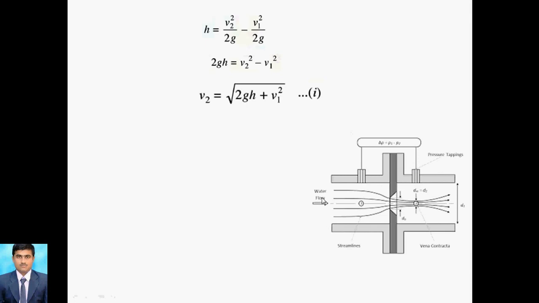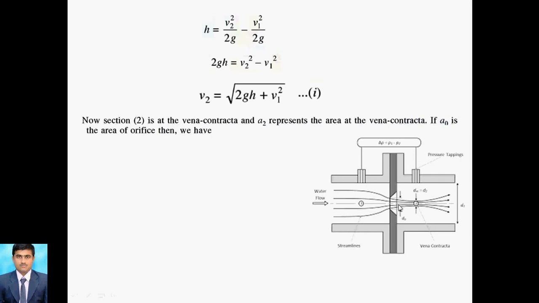Here the orifice plate is there, and water is flowing through this pipe, and the sharp-edged hole here is called the orifice. So here we consider section 2 at A2. We know that the streamlines will stretch, then get compressed, and after that they release. That area is called the vena contracta. If A0 is the area of the orifice, A1 is the area of the pipe, and A0 is the area of the orifice.